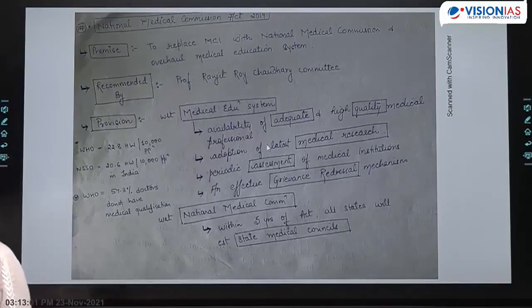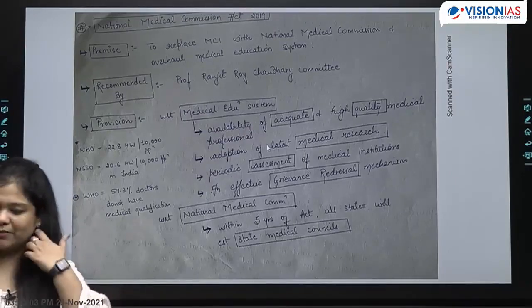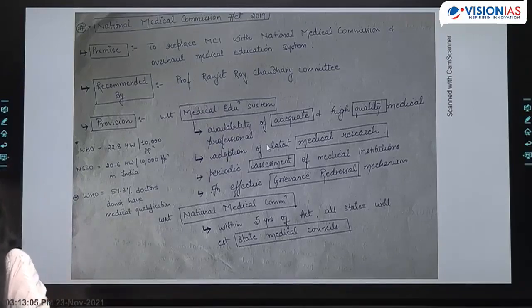The next thing that we have in the content is the National Medical Commission Act. Now, overall, in order to improve the quality of the medical education system, as well as to do away with any kind of unethical practices, proper regulatory system and everything, the National Medical Commission Act was passed, and it deals with the medical education system, and it also deals with the establishment of the National Medical Commission.